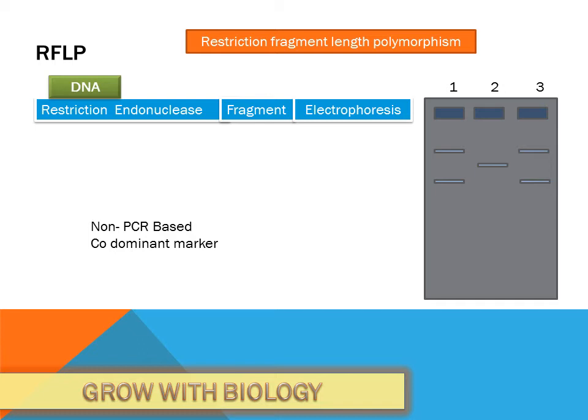Now what does this band pattern or result interpret? This result interprets that the 1st and 3rd wells have a similar sample. How is it similar? Because we have used the restriction endonuclease on the sample.